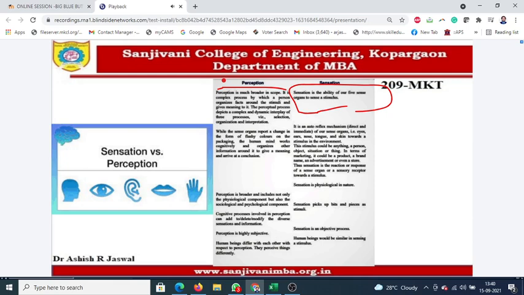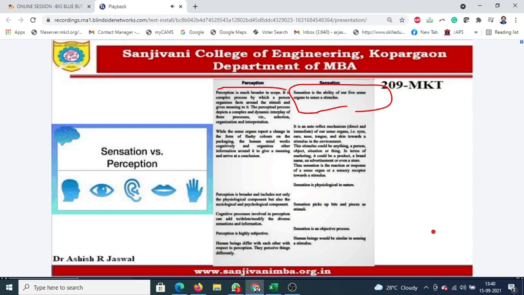In other words, I will put it in a very simple way: perception is broader and includes both physiological component and the sociological and psychological component. But what does sensation involve? Sensation will involve only physiological component. That is what we need to understand as a difference.